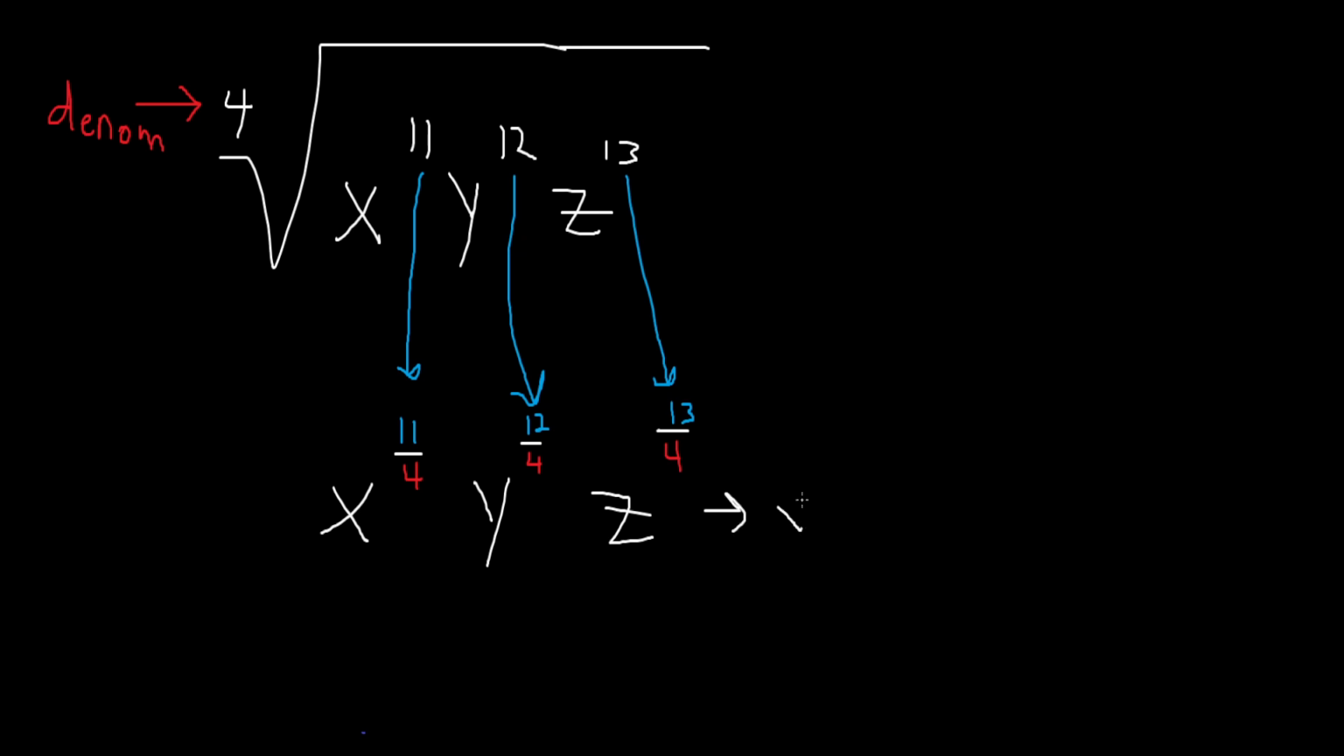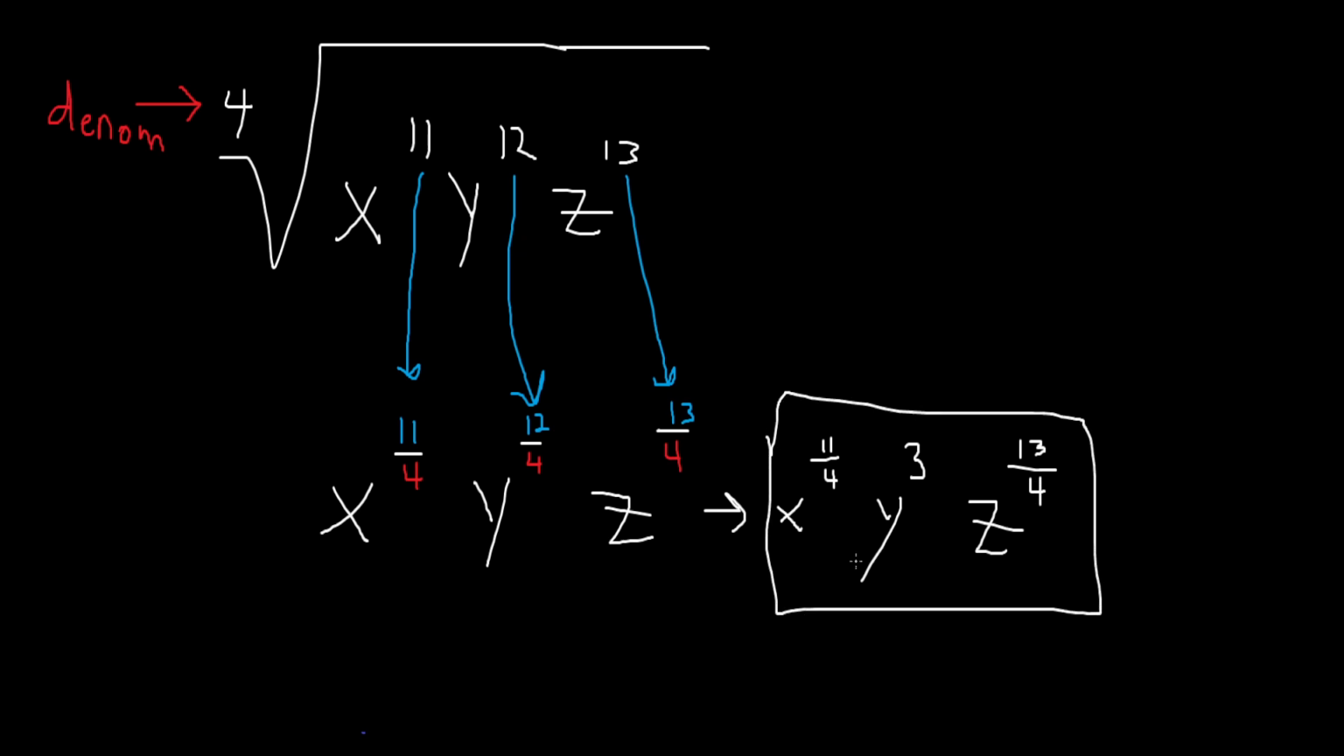So we have x to the 11 over 4 times y to the, so 12 divided by 4 is 3, so we can go ahead and put a 3, times z to the 13 over 4. And this would be our final answer because we can't really simplify the x's and z's much more than that.